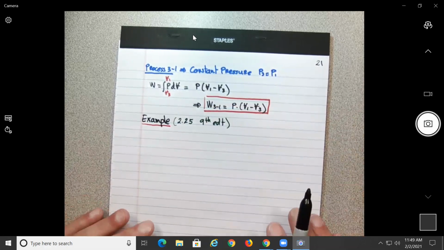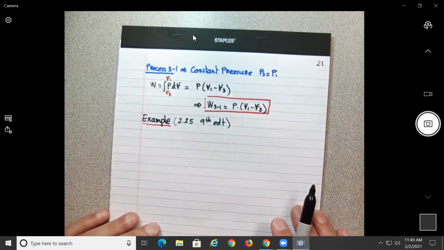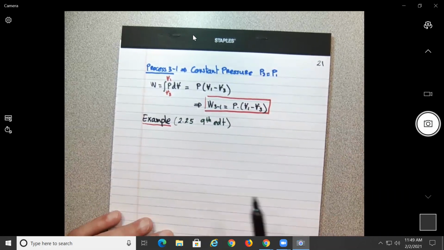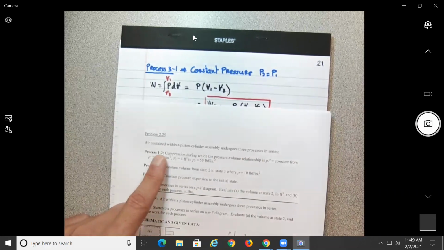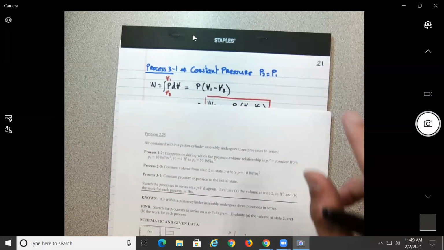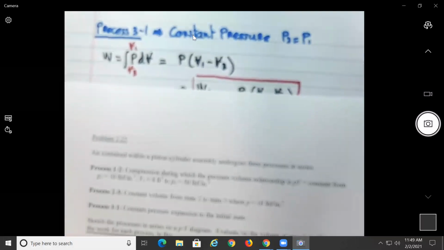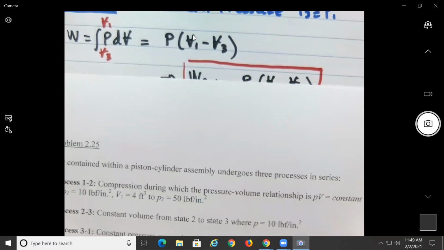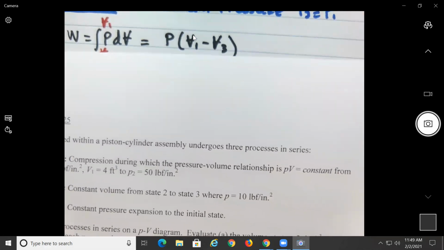So let's say air contained within a piston cylinder assembly. Okay, so this is a good problem because, air contained within a piston cylinder assembly. If you want to read the problem statement with me, you cannot read it. Can I zoom in with this? Yeah. Okay, so air contained within a piston cylinder assembly.